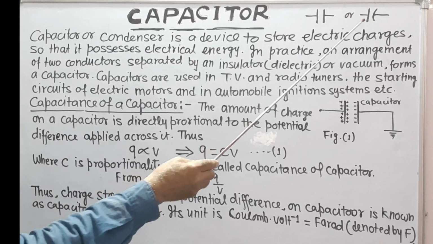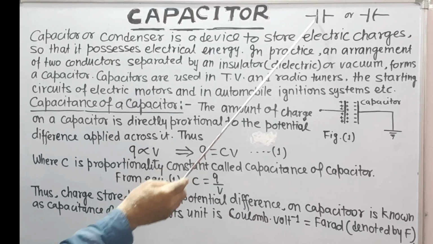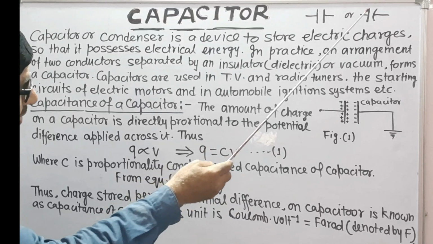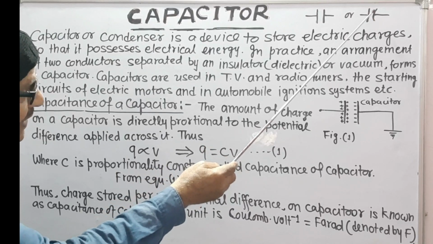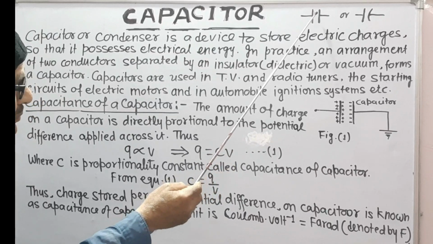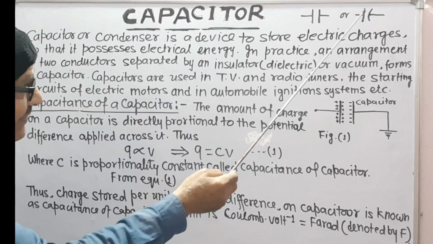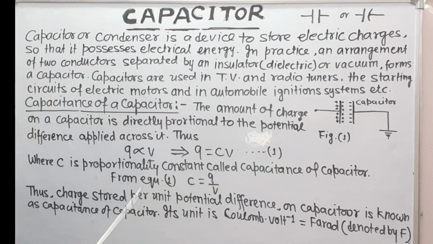These are the symbols of capacitor. This is one plate, another plate, this one plate, other plate. Some dielectric or vacuum is placed inside between two plates.